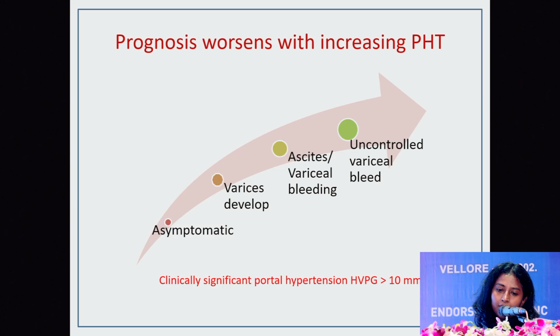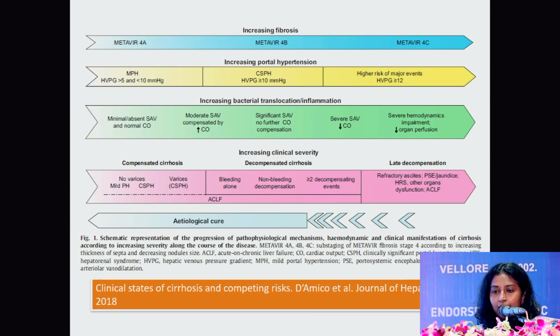There are 2 million deaths annually and India contributes to around one-fifth of these deaths. So there is a high burden of this disease and it is associated with high mortality. We know that as portal hypertension increases, complications increase. Patients develop varices, ascites, variceal bleed, leading on to refractory ascites. This is a spectrum of disease from compensated cirrhosis, to decompensation and late decompensation.